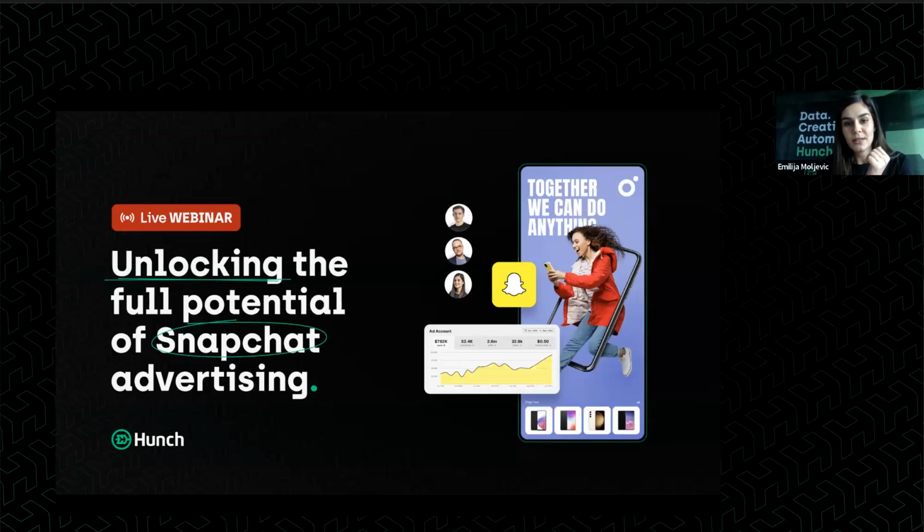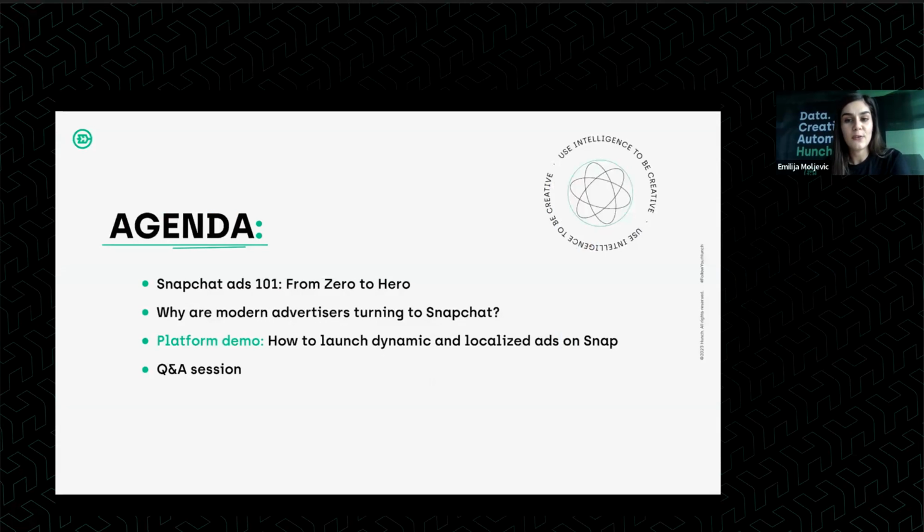On this webinar, we'll discuss Snapchat as a social advertising and media platform. Why are so many modern advertisers turning to it, and how to maximize your ROI from Snap advertising with dynamic and localized ads. We'll showcase Hunch's full Snapchat integration, how to build creatives for Snap, and launch and scale standard and automate Snapchat campaigns in a platform demo. And after the demo, we'll have a Q&A session where we'll answer any Snap burning questions, so please feel free to send them to me in the chat anytime during the webinar.